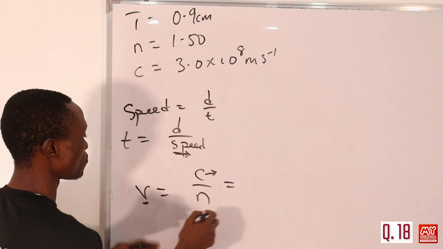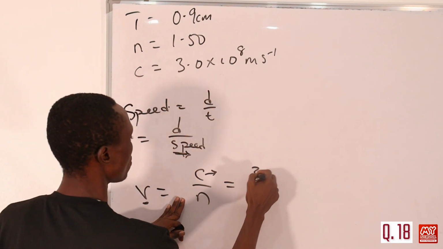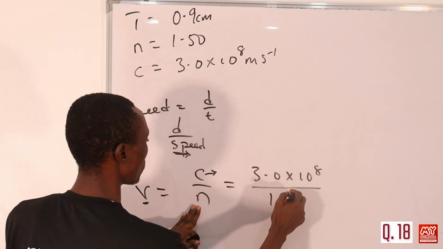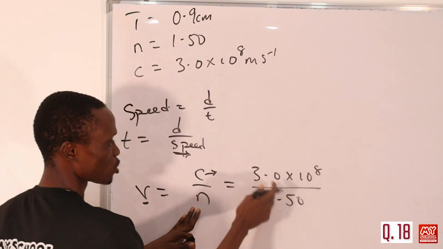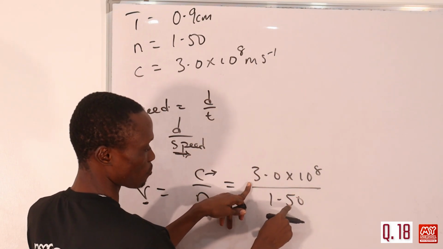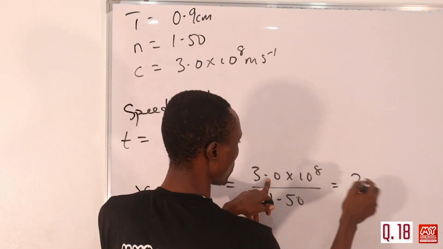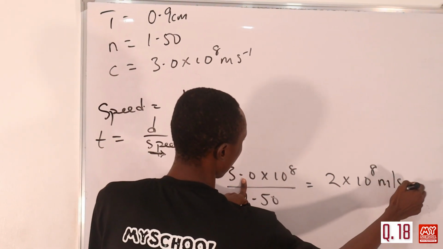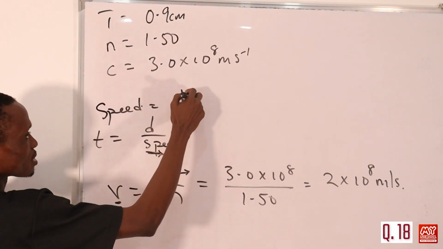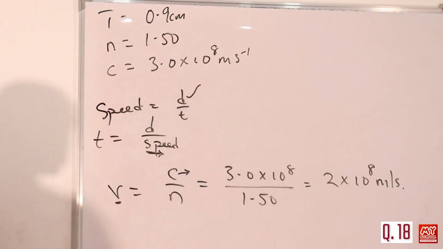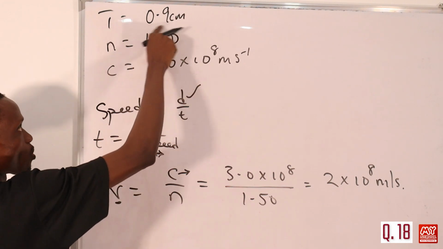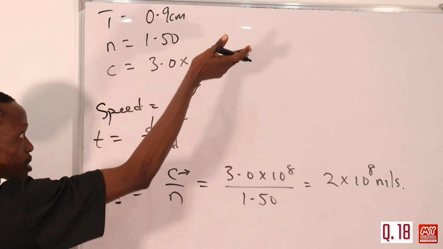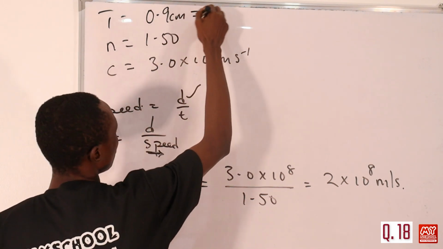If we substitute the values given to us, we have 3.0 times 10 raised to power 8, divided by 1.50. If we divide 3 by 1.50, that will be equal to 2. So we have 2 times 10 raised to power 8 meters per second. Now our distance here actually represents the thickness of the plate. For this thickness, we have to convert it to meters by simply dividing 0.9 centimeter by 100.